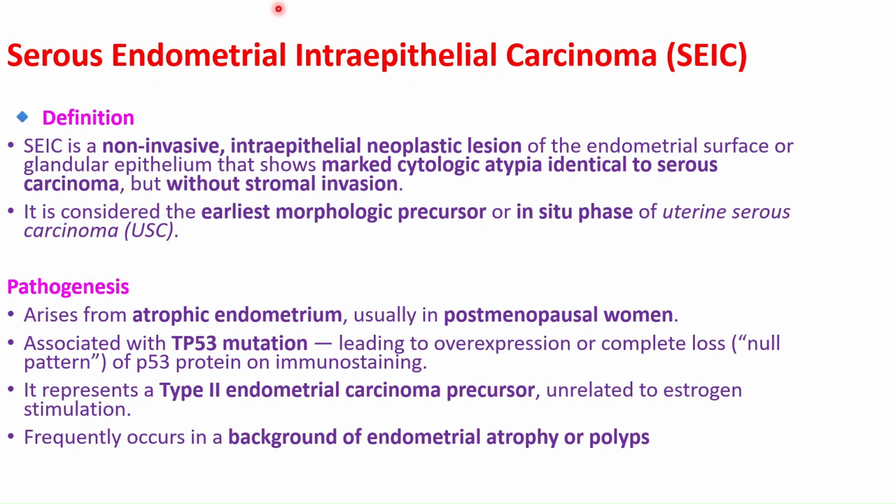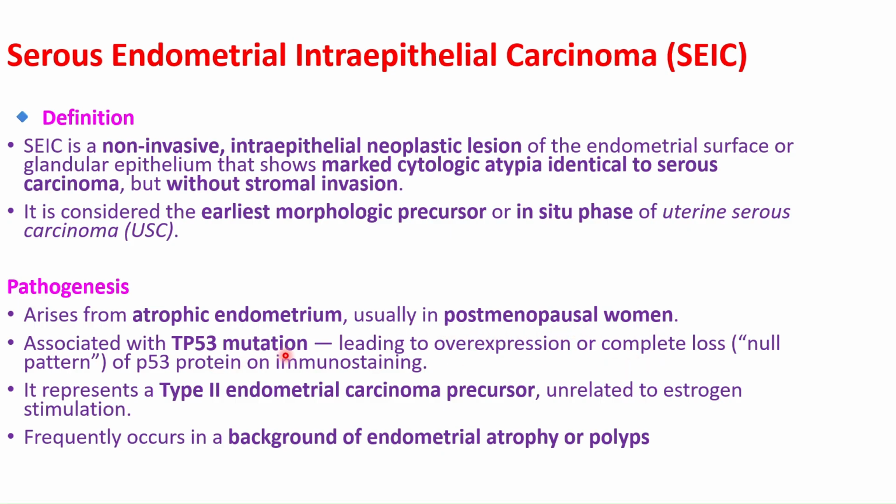Now, serous endometrial intraepithelial carcinoma. By definition, it is a non-invasive intraepithelial neoplastic lesion of the endometrial surface or glands that shows marked cytological atypia, identical to serous carcinoma but without stromal invasion. And it is the earliest morphologic precursor or in situ phase of uterine serous carcinoma. It arises from atrophic endometrium, so it is seen in postmenopausal women.